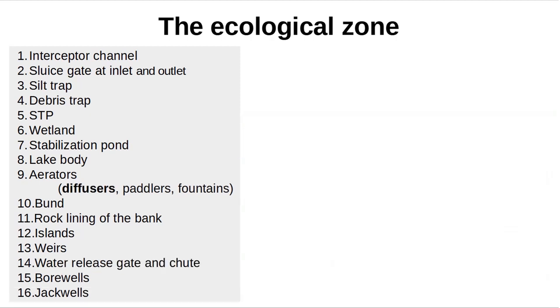The lake water needs a certain amount of dissolved oxygen, so that fish can survive in the water. In nature, submerged plants and algae do this job through photosynthesis. But if these are not present in the lake, we may have to artificially inject oxygen using aerators. The aerators are of 3 types: diffusers, paddlers, and fountains. We will see how they work.